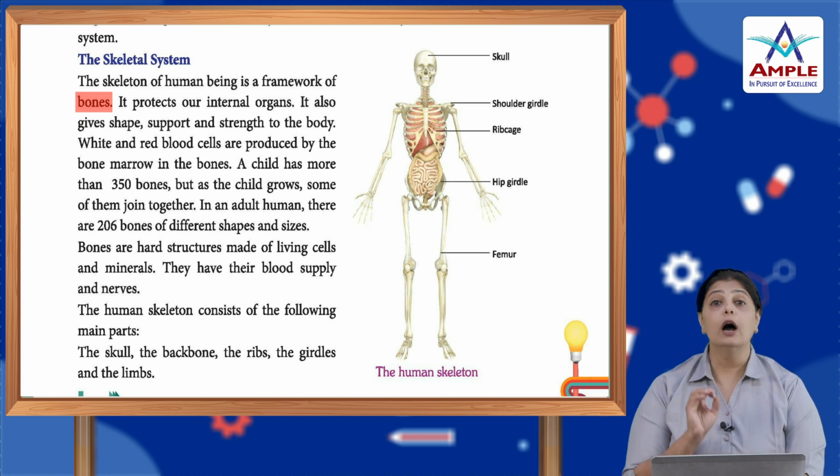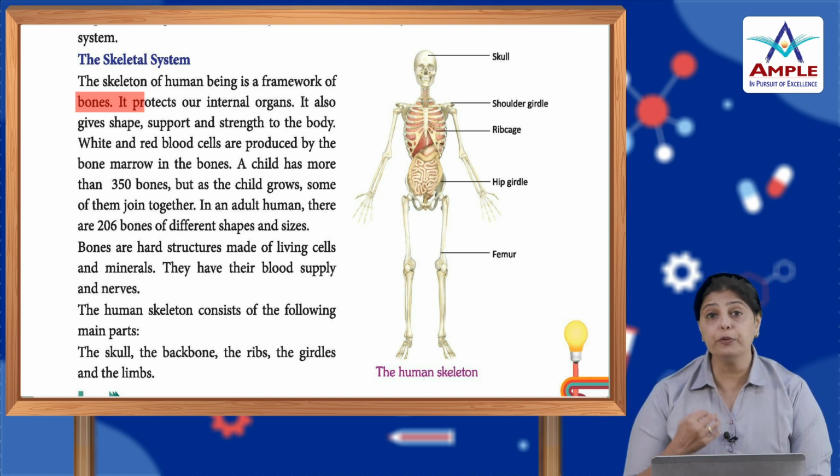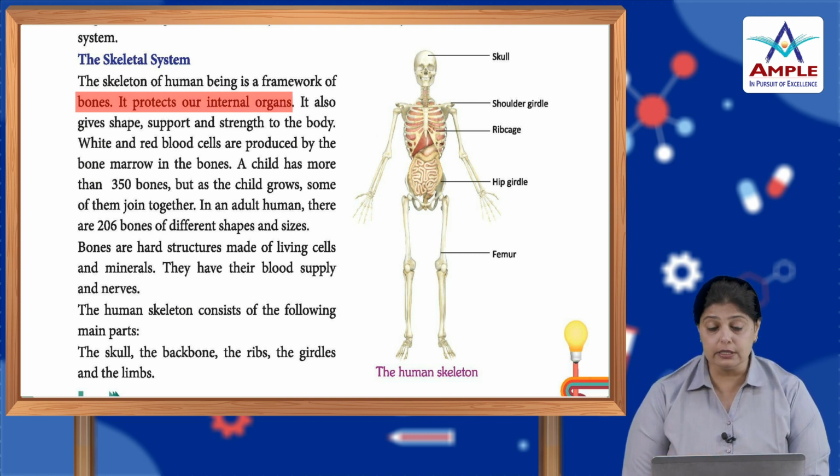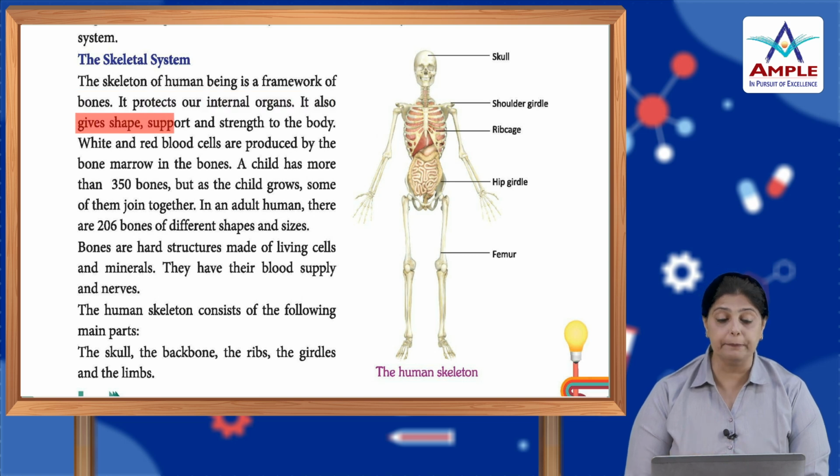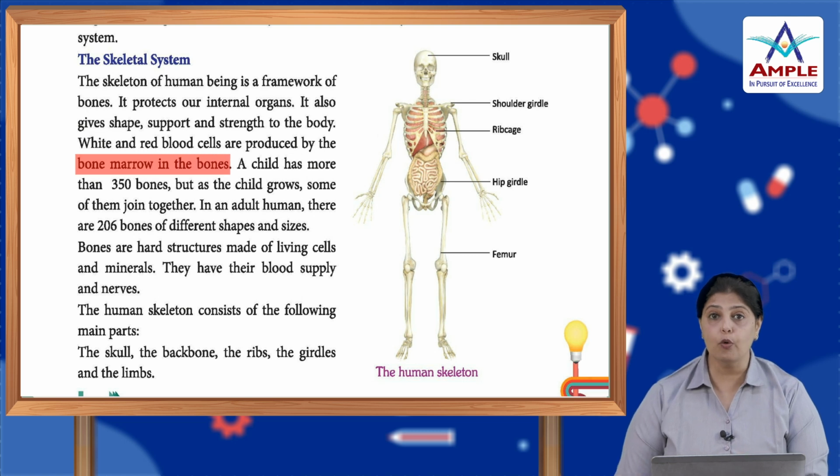Apart from protecting the internal organs, these bones also give shape, support and strength to the body. White and red blood cells are produced by whom? They are produced by the bone marrow in the bones.